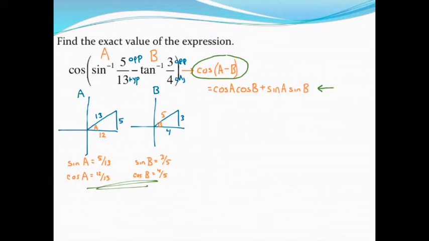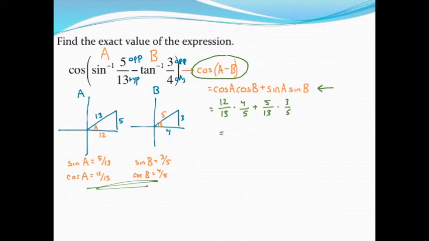So cosine of A was 12 over 13, and just be very patient at this part. It's very easy to make mistakes. Cosine of B is 4/5. The sine of A is 5 over 13, and the sine of B is 3/5. Okay, and so at this point, it's simply a matter of doing some multiplication and adding some fractions together.